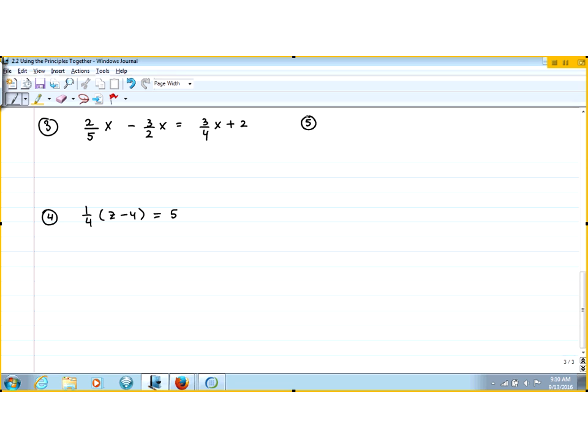Number 5, we have 1/6 times (3/4x minus 2) is equal to negative 1/5. All right. And then the last one, number 6, for fractions is 3/4 times (3x minus 1/2) minus 2/3 is equal to 1/3. Okay, good.